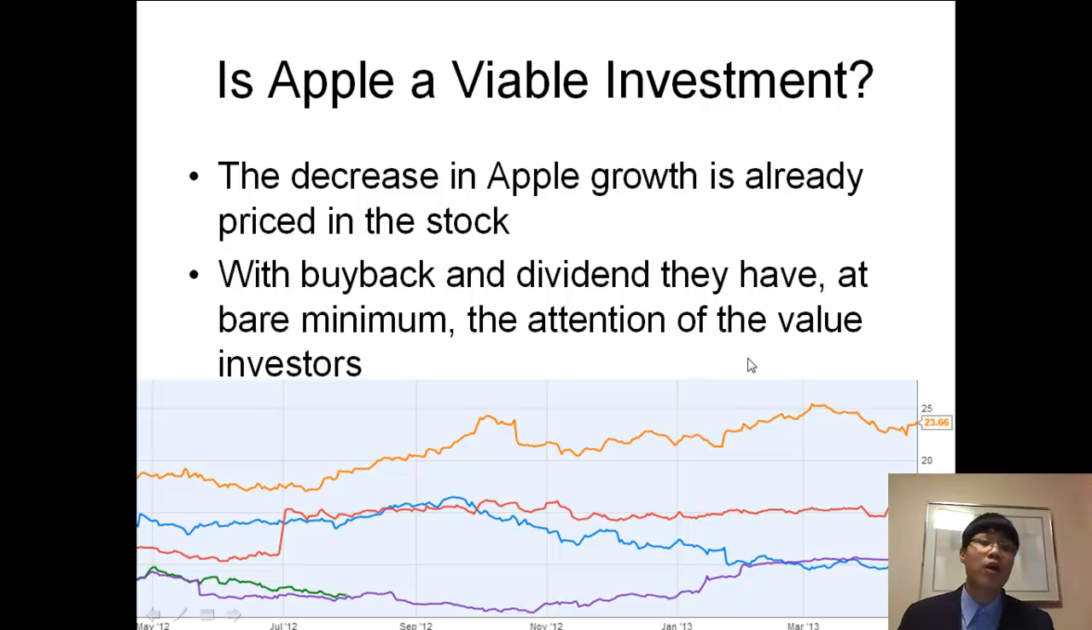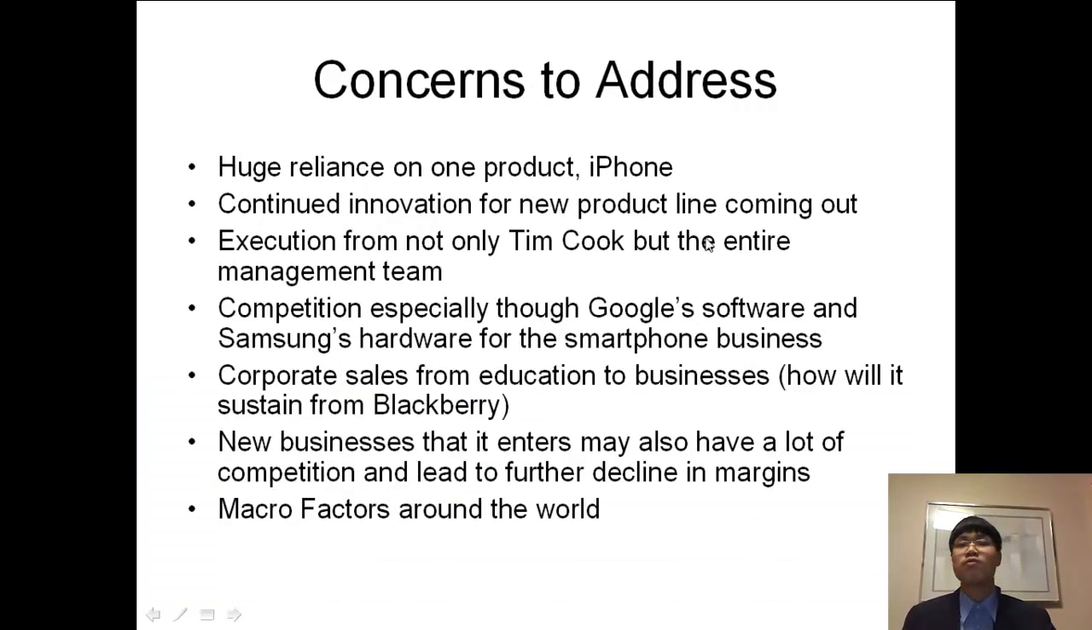What we want to talk about now is if Apple is a viable investment, because the decrease in Apple growth we believe is already priced in the stock. With the buyback and dividend, they at least have the attention of the value investors. But there are areas of concern for the company. Huge reliance on one product. If there's going to be innovation, execution, macro factors, we've talked about that.